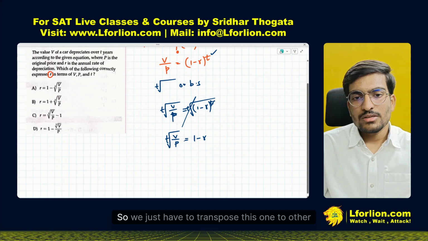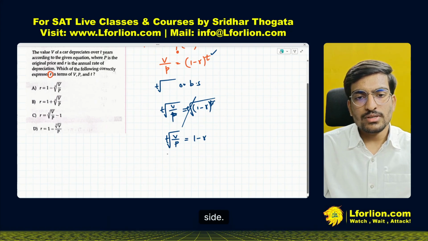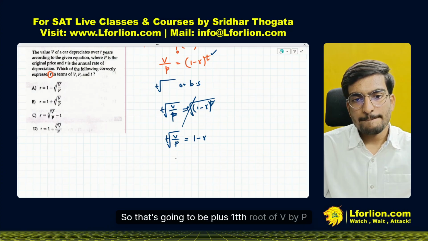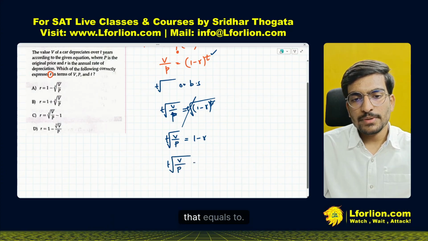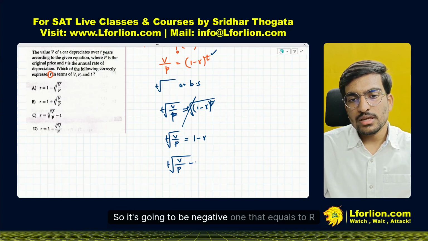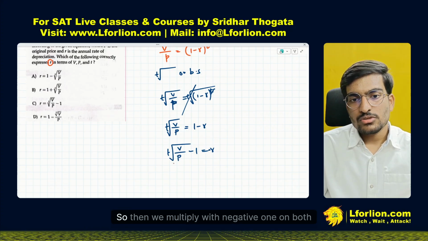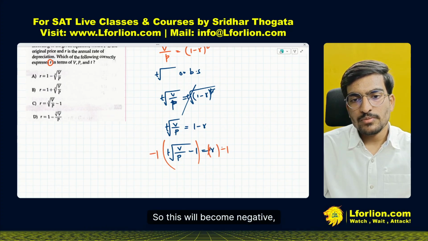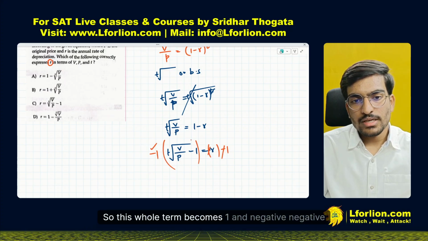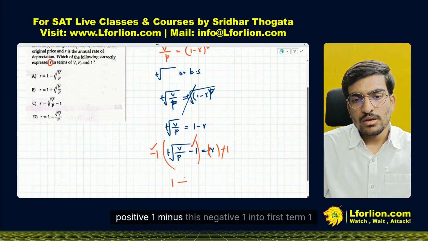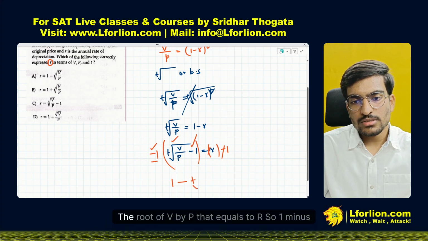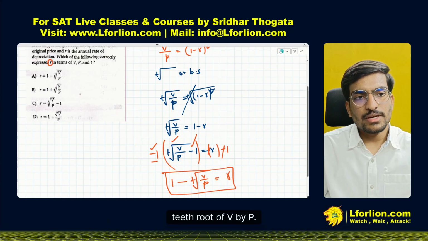We just need R. So we just have to transpose this 1 to the other side. So that's going to be plus 1, sorry, that is minus 1. So the t-th root of V by P minus 1 equals negative R. We need positive R. So how can we remove this negative? Then we multiply with negative 1 on both sides. Negative, negative becomes positive, so this whole term changes sign: 1 minus the t-th root of V by P equals R. So 1 minus the t-th root of V by P, that is option A.